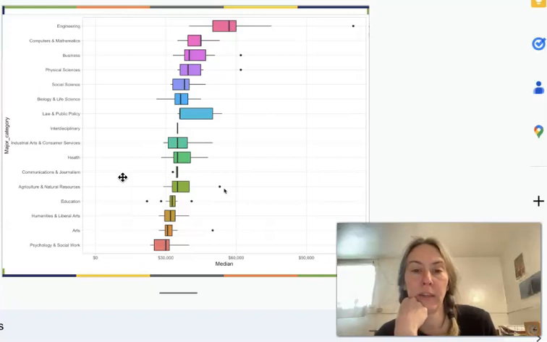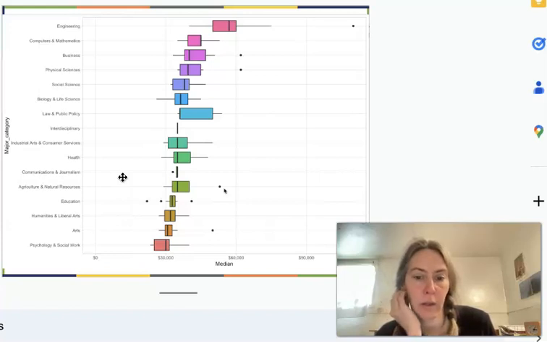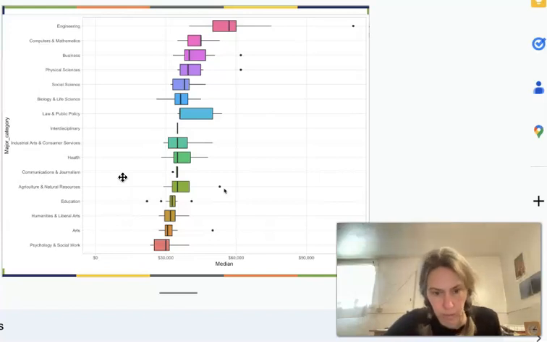But it is showing you that engineering is a very lucrative career, and law and public policy is sort of lucrative. Well, actually a bunch of those are. It looks like this is lined up from most to least lucrative. Sadly, psychology and social work look like they're not as high paying, which is very important work.